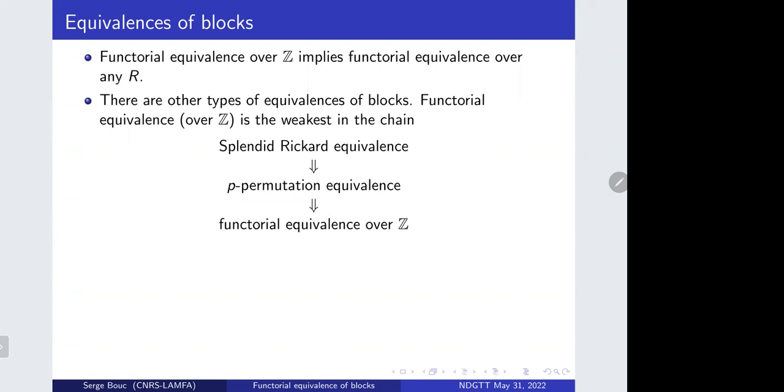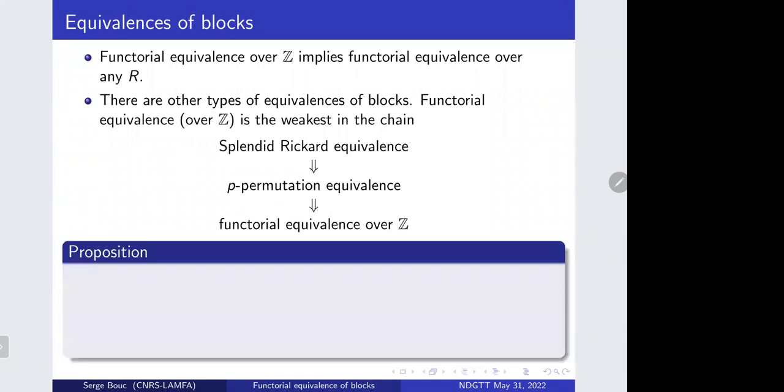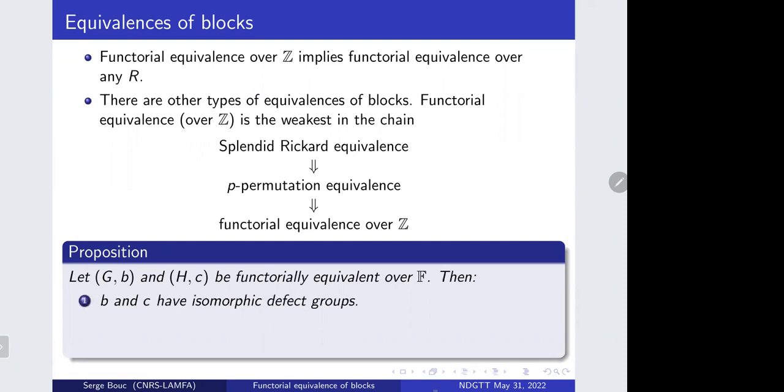So you might think, okay, you have a notion of functorial equivalence, but what is it good for? Maybe you have just identified every block of every group with one another, and it tells you nothing. But actually, it's not really the case, because of the following proposition. Suppose we have two functorially equivalent pairs over F. Then one can show that B and C have isomorphic defect groups. So the defect group is preserved by this equivalence.